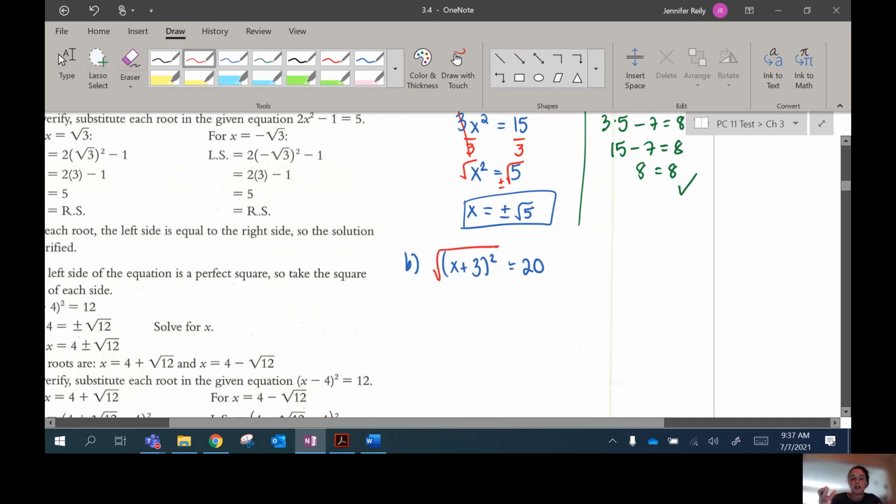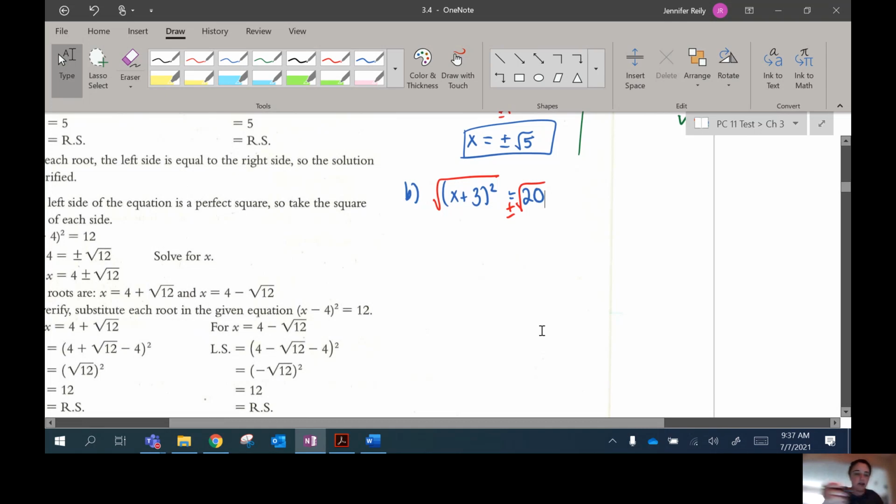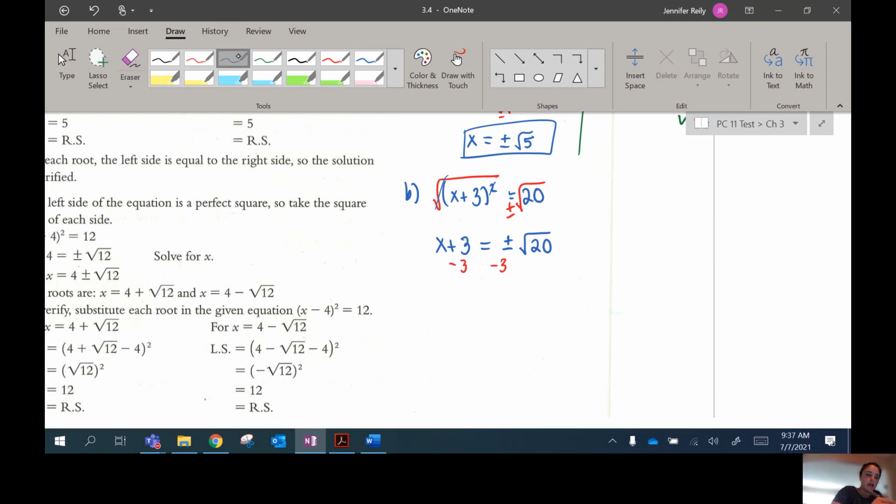So once your squared term is isolated, then you're going to take the square root. And we want to do the plus or minus. Okay, so here we would have x plus 3, because the square and the square root cancel out, and we have equals plus or minus square root of 20. And then we would simply just subtract 3 from both sides.